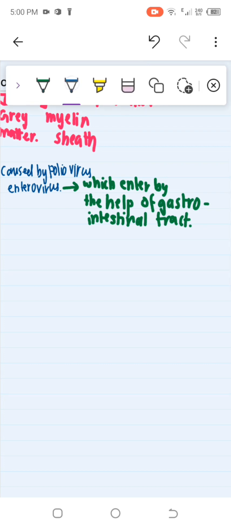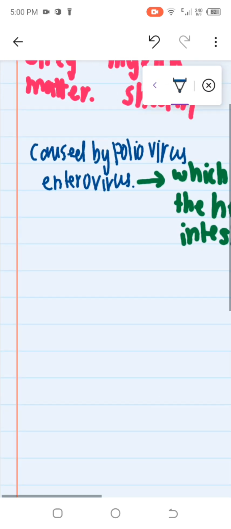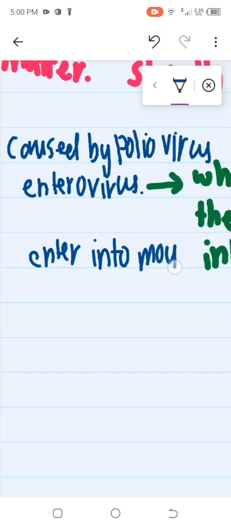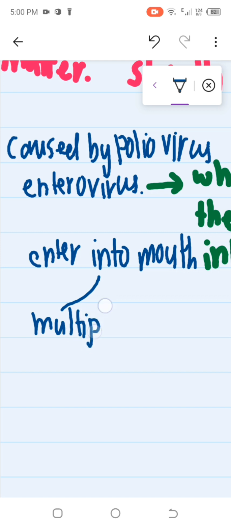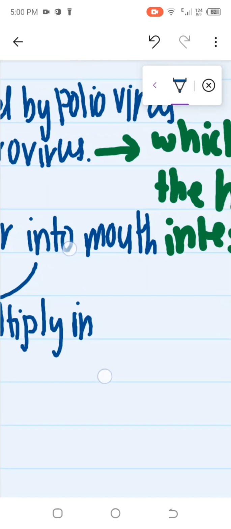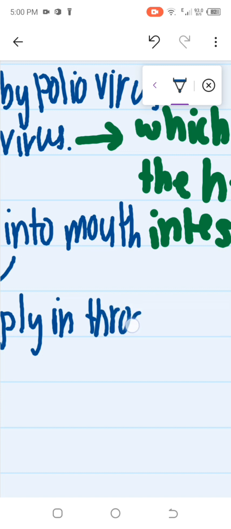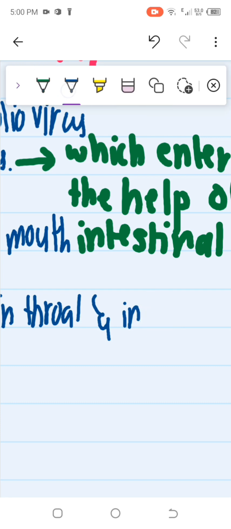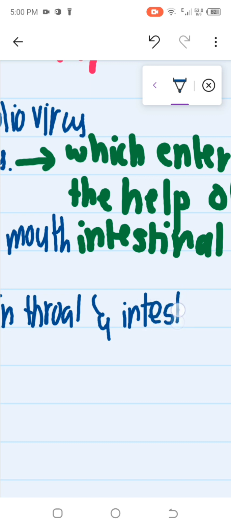Then this virus basically enters into the mouth and multiplies further. We can say it enters the mouth and multiplies in the throat and intestine.